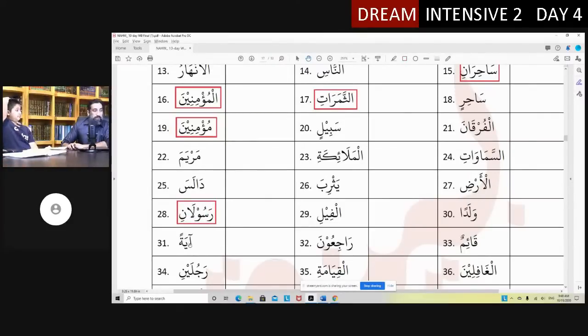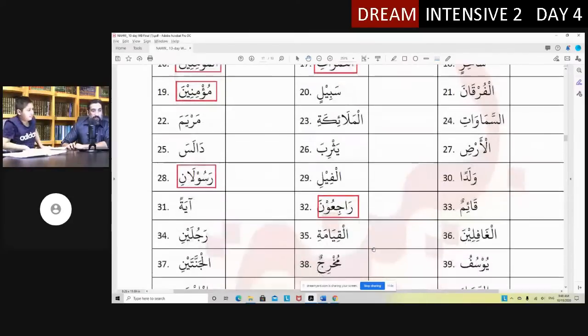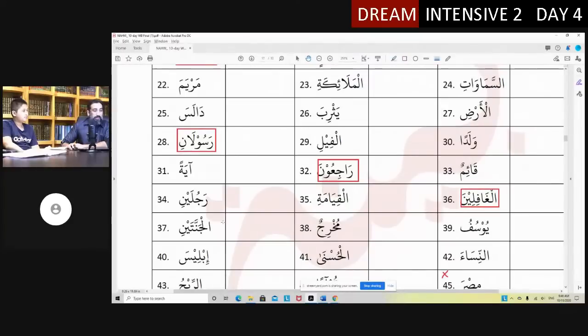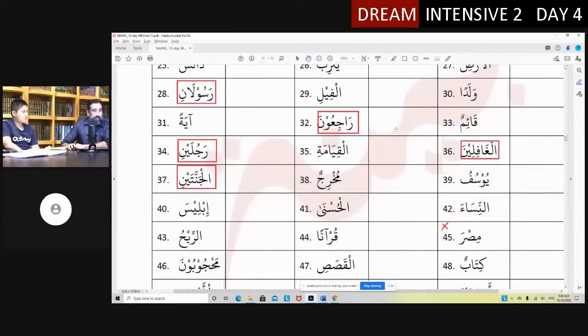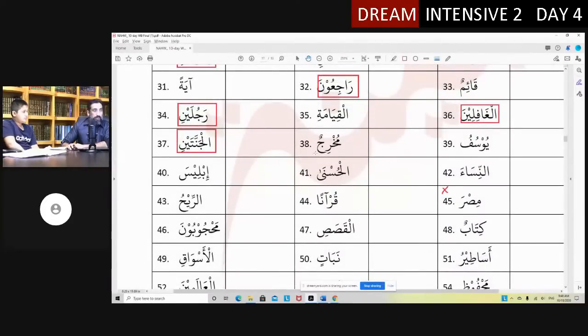Al-fili waladan ayatan raji'una. Una is a combination. Ghafilina is a combination. And al-jannataini is a combination. Rajulaini above that is a combination. And nisa husna says mahjubun.